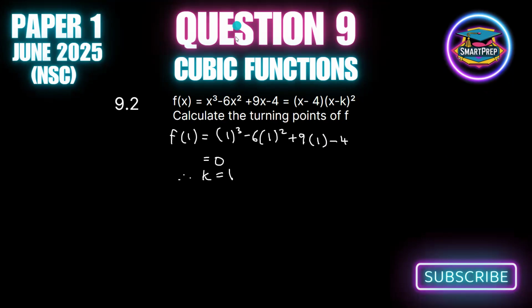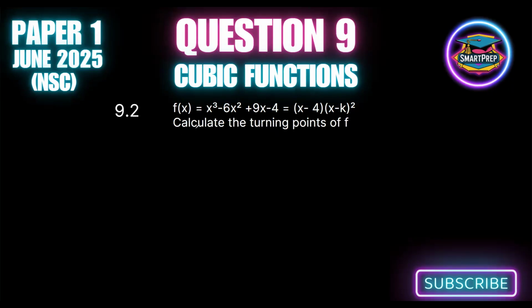Okay, let's just clear this. F of x equals, okay, so same. Now they want us to calculate the turning points of f, right? So the turning points of this cubic function are where the derivative is equal to 0. So we have to find the derivative first. So that's going to be 3x squared minus 12x plus 9. And then we make that equal to 0.